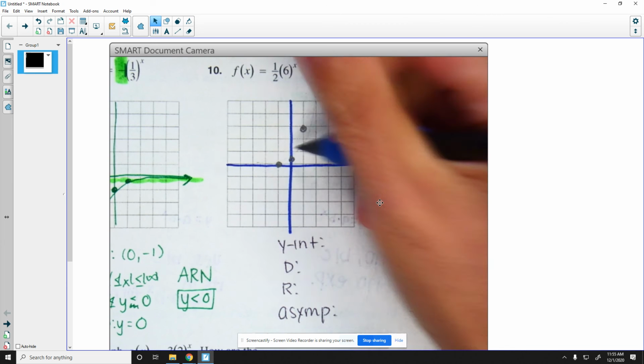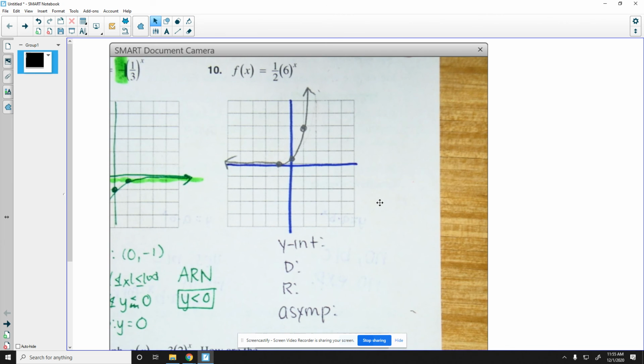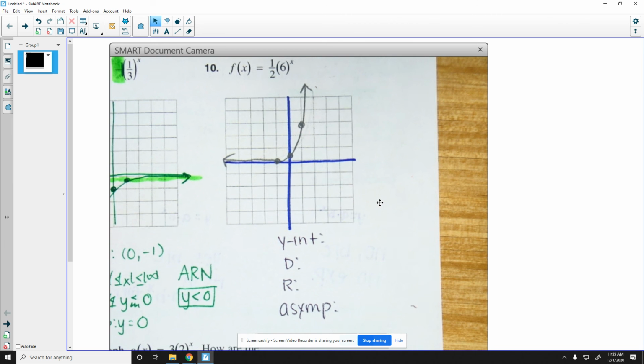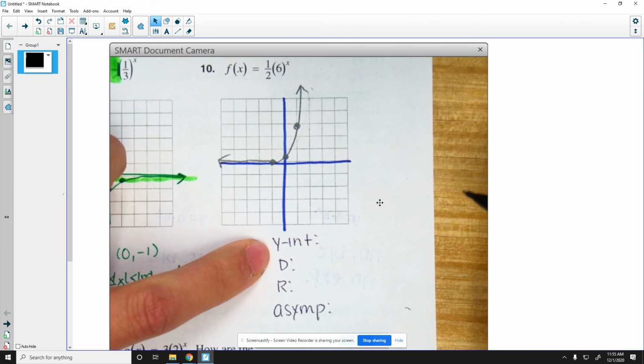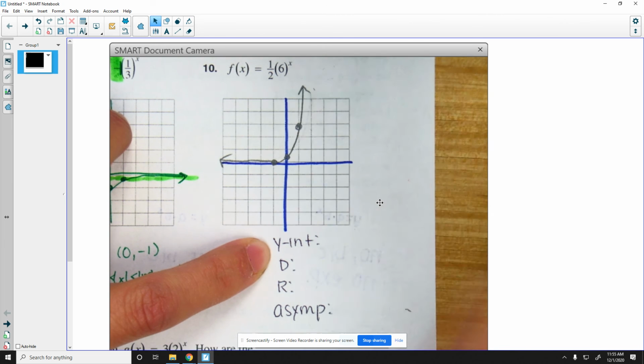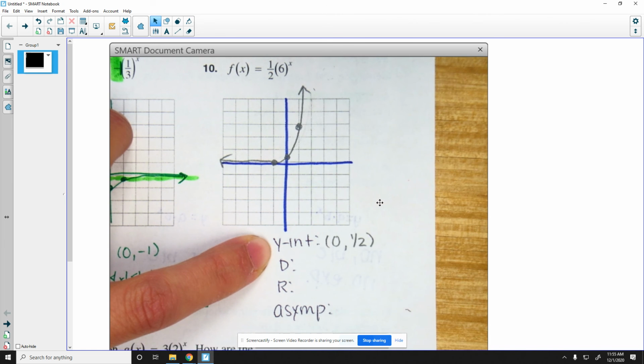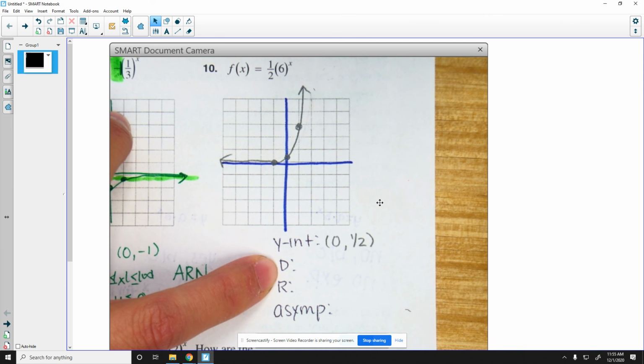Okay, so now that I have 3 dots, now I can draw my curve because it's still a curve. Okay, someone online, y-intercept, go. Thank you, it's 1/2, or you can say (0, 1/2). If you really want to say 0.5, that's fine. As long as your decimal is not repeated, you can always write it as a decimal.